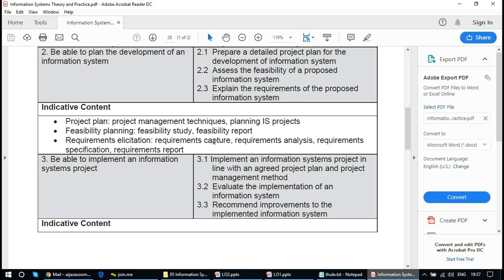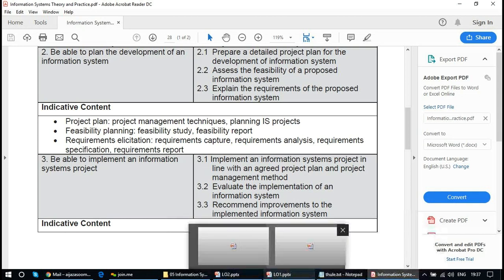Requirement capture is simply requirements gathering. The term used is requirement gathering, and you would hardly find the word capture in the software terminology. But other alternative synonyms could be used.